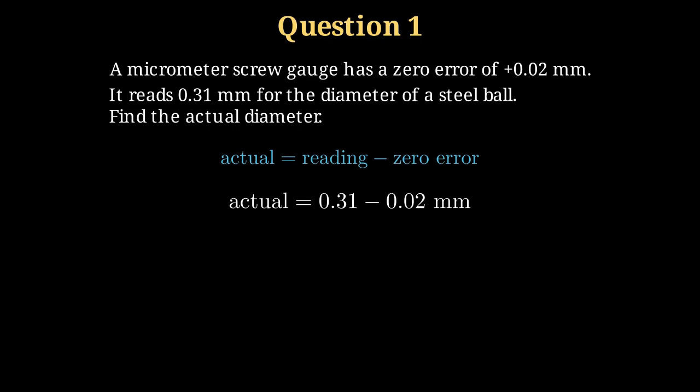Actual equals 0.31 minus 0.02 millimeters. 0.31 take away 0.02 is 0.29. So the actual diameter of the steel ball is 0.29 millimeters. Well done! That's question 1 complete.